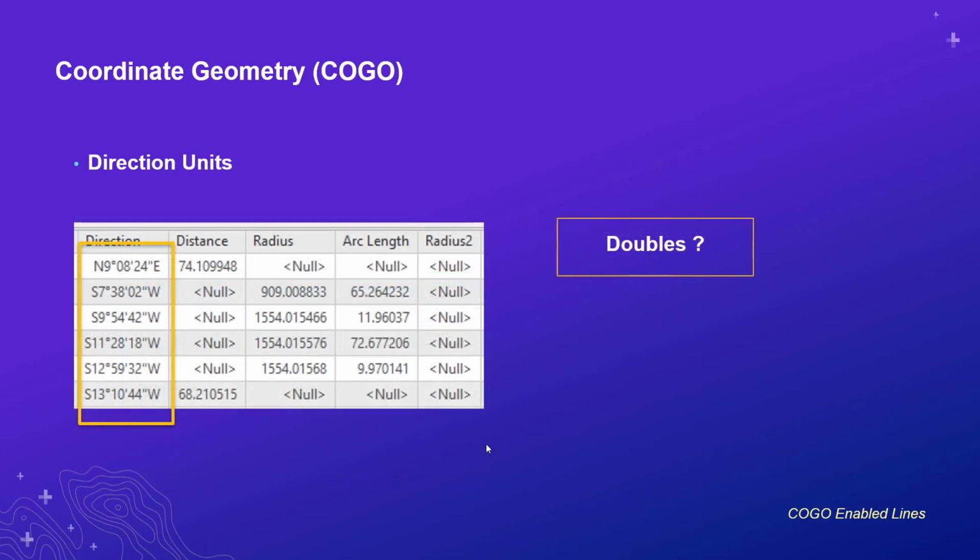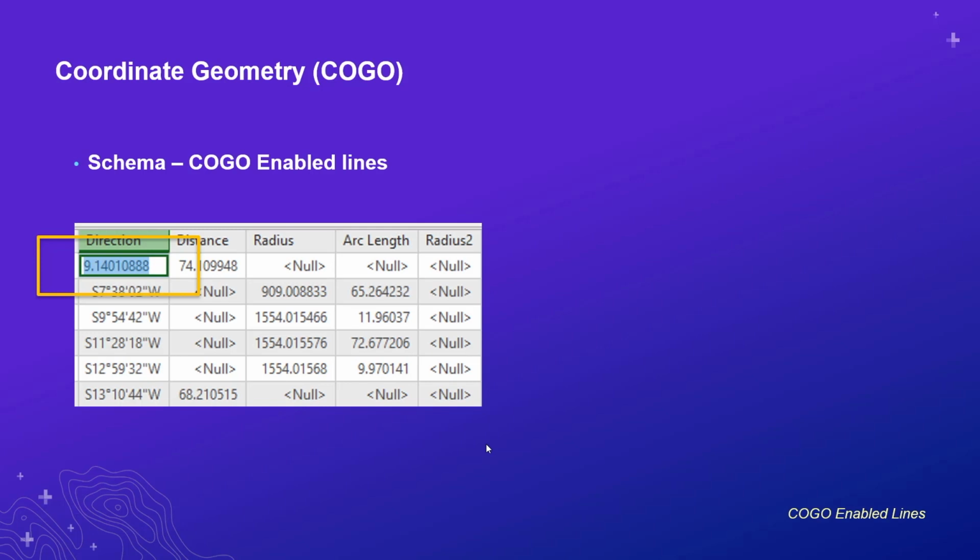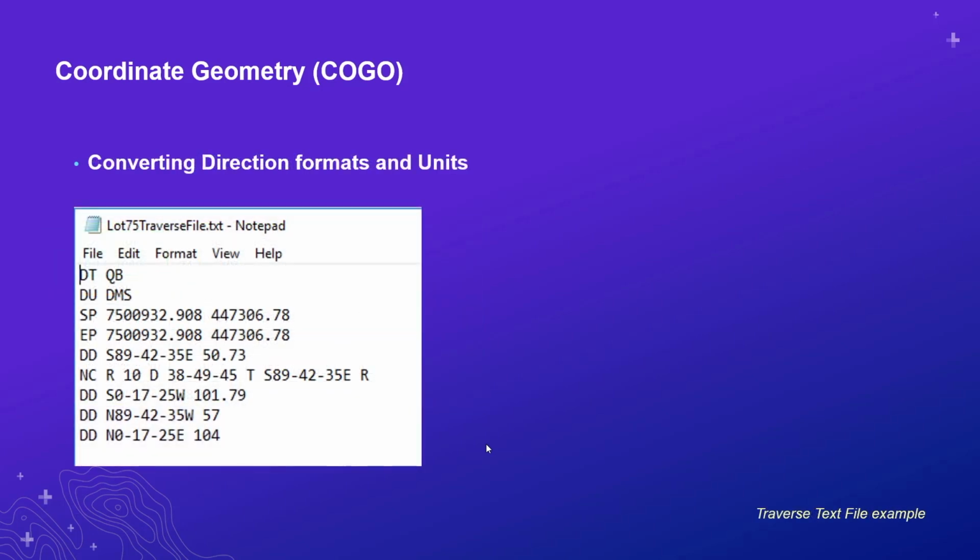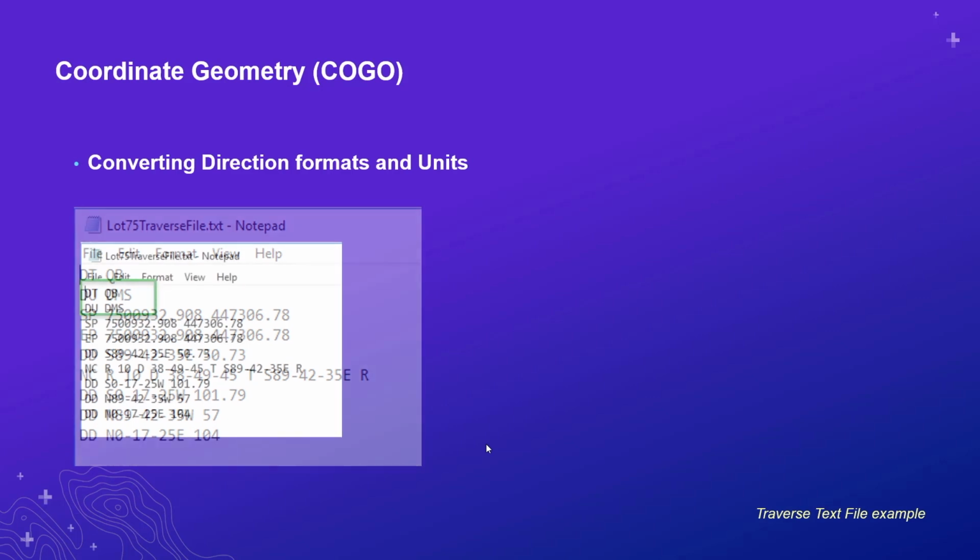That's why when you see these values in the table, those don't look like doubles, but they are in fact doubles. If you click on one of the fields in the table, you can see the underlying value for the direction, again in north azimuth decimal degrees. So we'll use, as an example here, a traverse text file and show how to pass through these files in order to generate COGO lines. And there's also sample code that we will be providing for you to download, and all of the samples and demos are available. The code is available to you.